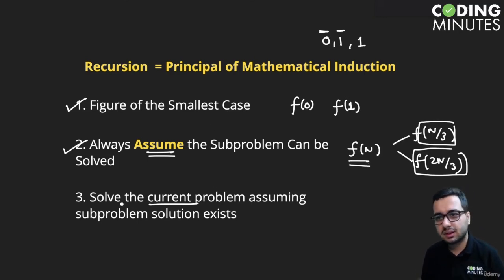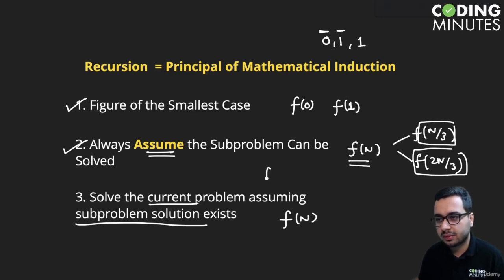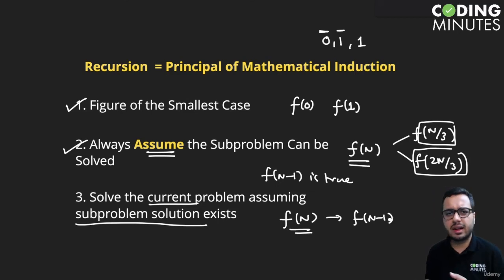Once you do this, your code will work fine, and you can also verify and think about why your code works. You have to solve the current problem assuming the sub problem solution exists. This is our assumption, but it will actually work, and we will prove why it works. Let us assume that f of n minus 1 is true, and using this we will find out what f of n is in terms of f of n minus 1, or n minus k or something. It could be any sub problem, it can be broken down in any way, and it depends on the problem how we break it down into sub problems.